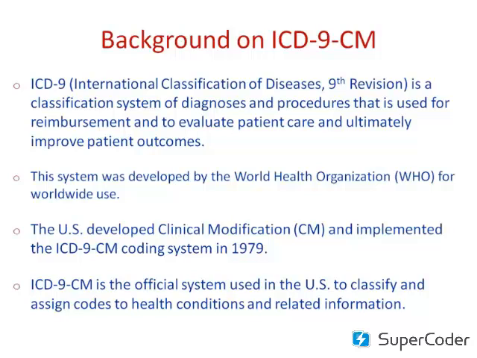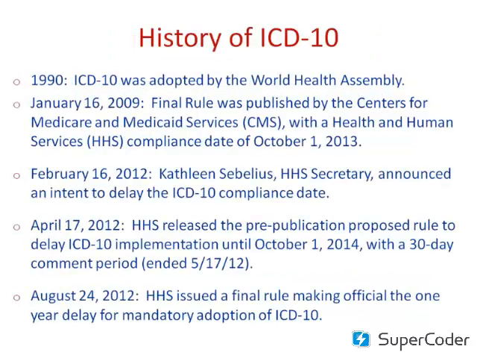However, 79% of commenters on a 3M survey regarding the ICD-10 delay stated they were not in favor of the delay and that the delay would result in even higher expenses for healthcare providers. It's estimated that a one-year delay will add 10 to 30%, which could be $1 billion to $6.4 billion to the total cost that has already been spent on the transition. On April 17, 2012, HHS released the pre-publication proposed rule to delay ICD-10 implementation until October 1, 2014, with a 30-day comment period that ended on May the 17th.